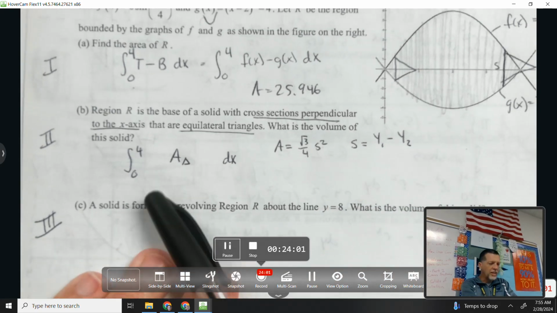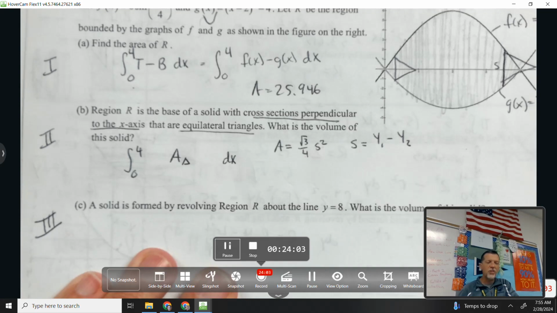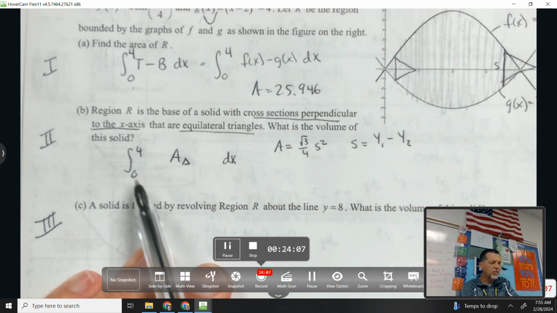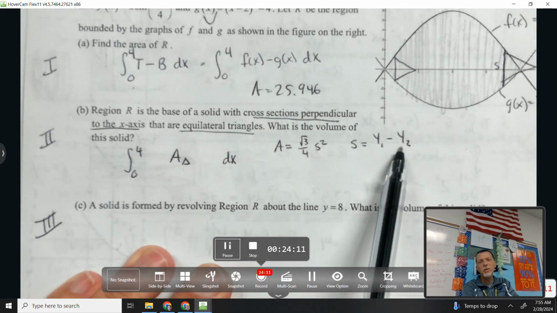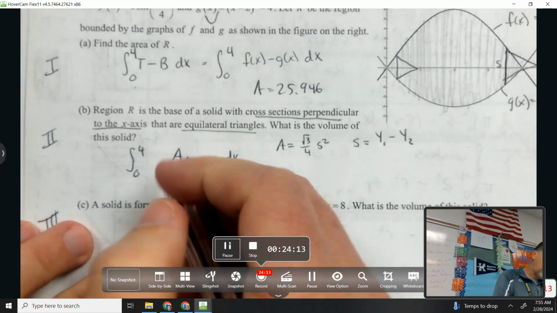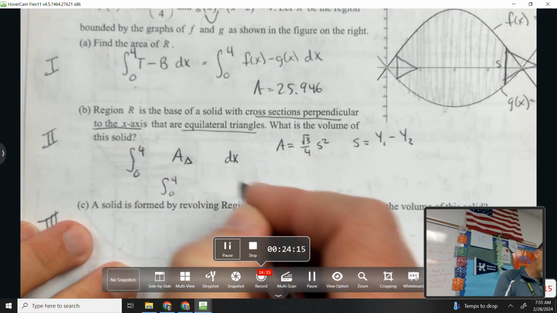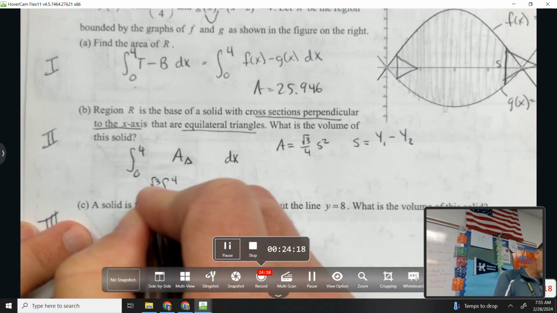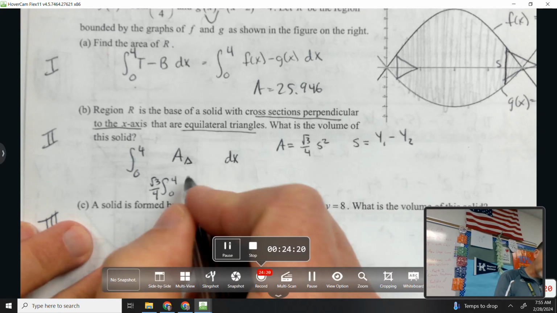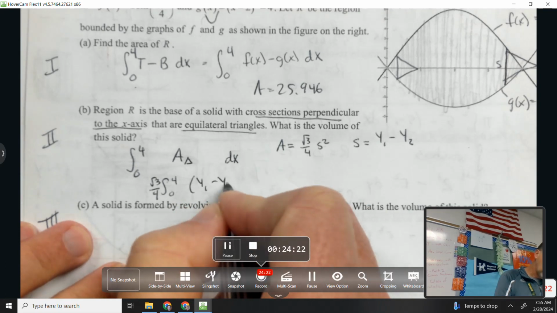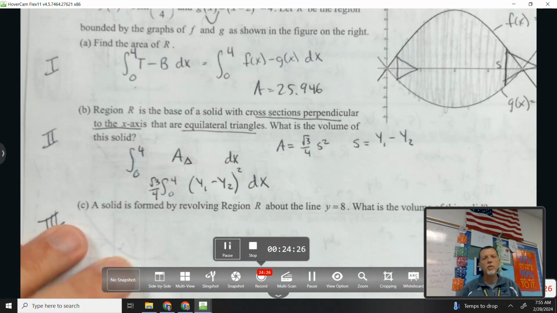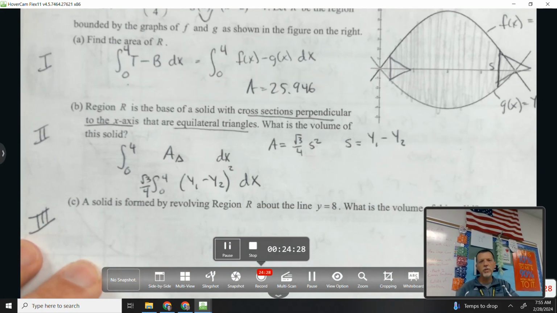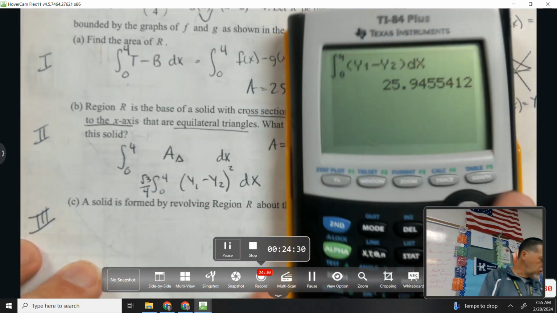Even though that looks kind of disjointed, all those pieces strung together, that's enough work to show. You can now go to your calculator because you're integrating area. You got the formula for area, and then you got the formula for S. Now, I would probably show one more step because I want to make sure I put the right thing in the calculator. Root 3 over 4, 0 to 4, y1 minus y2, all squared.